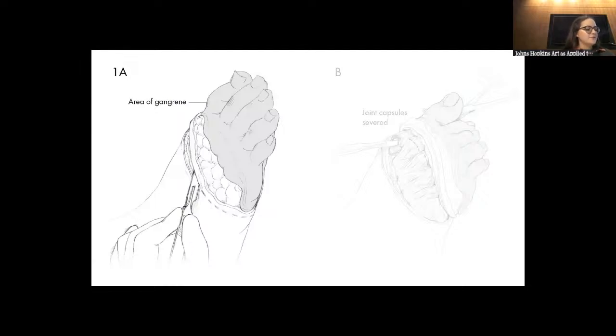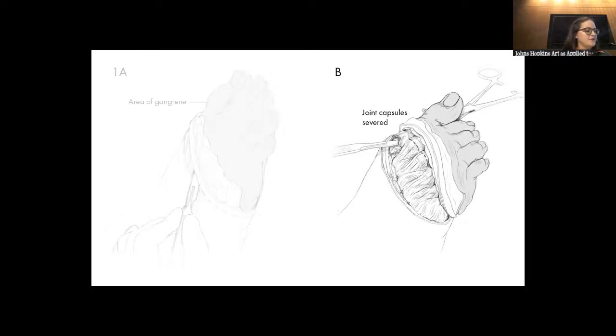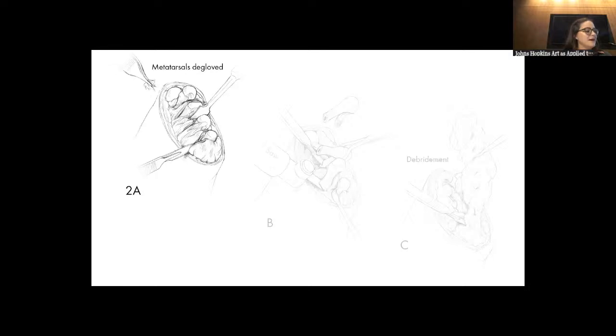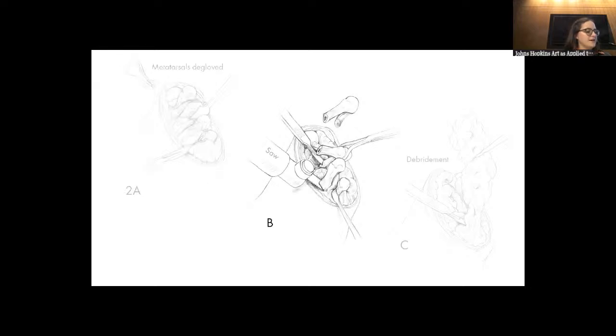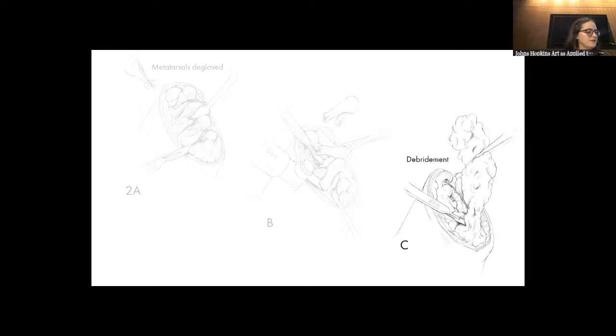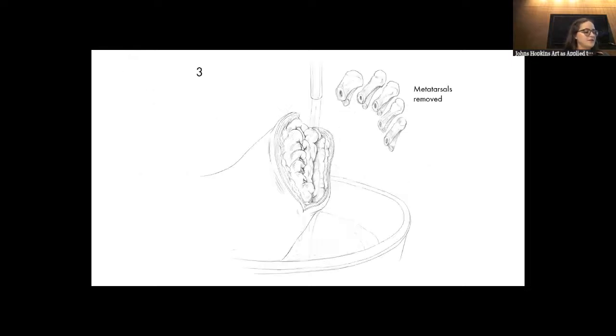First, a deep circumferential incision is made just proximal to the affected area. The metatarsophalangeal joints are then disarticulated. The collateral ligaments are severed and the periosteum is removed from the metatarsals. The metatarsals are then cut with a sagittal saw angled inferiorly. Flexor tendons are severed with a scalpel and the bone is removed from the field. The wound is then debrided until no gangrenous tissue remains. The wound is then irrigated with saline solution.